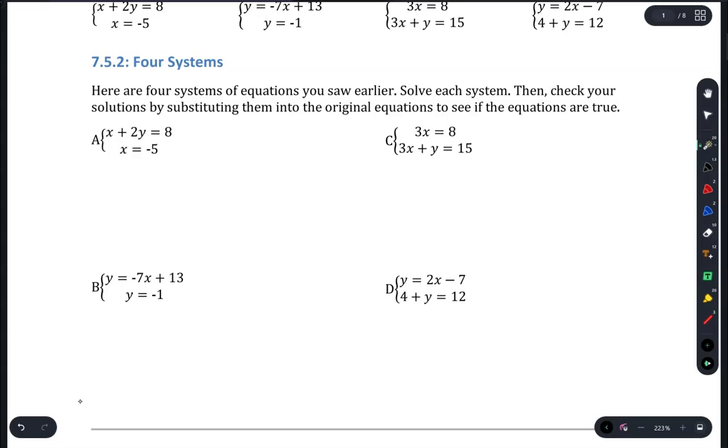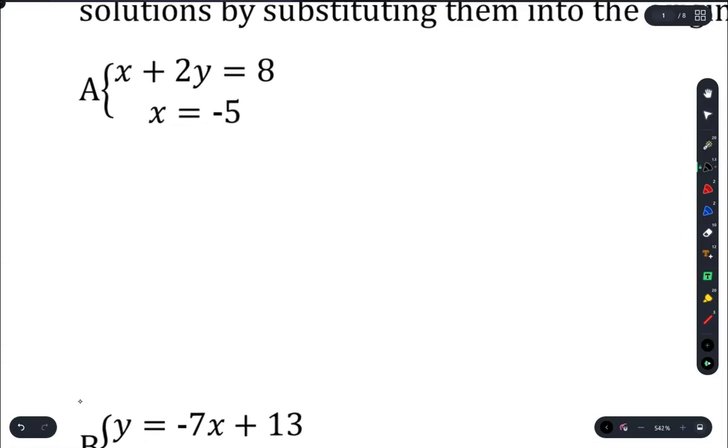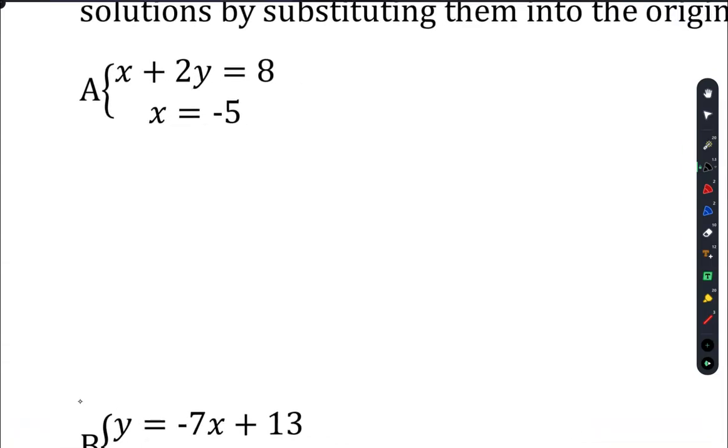It says solve each system, then check your solutions by substituting them into the original equation to see if the equations are true. What we're going to do is just solve them. You could definitely plug them back in to see if they make sense, but we're just going to solve them. So first, I'm going to zoom in on A here and do this one first. Like I said, what we want to do is substitute.